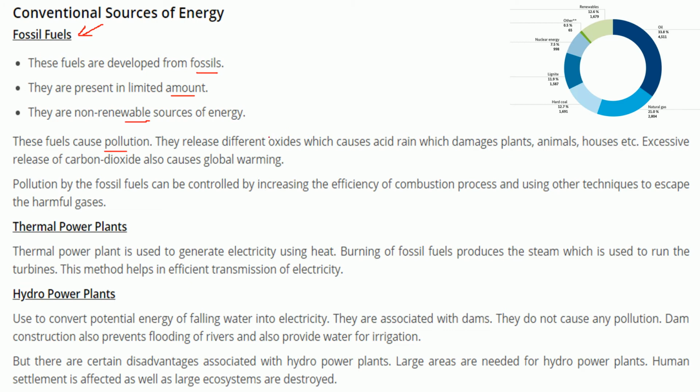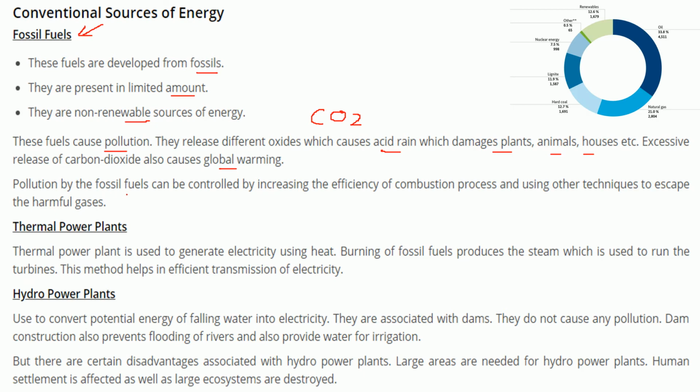They release different types of oxides, and you might be aware of acid rain. Because of these oxides, they mix in the air, and when the rain comes, they come along with the rain. They damage plants, animals, and houses. And the excessive release of carbon dioxide, which is a greenhouse gas, is causing global warming. So the average temperature of Earth is increasing.